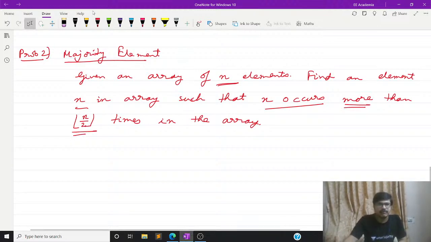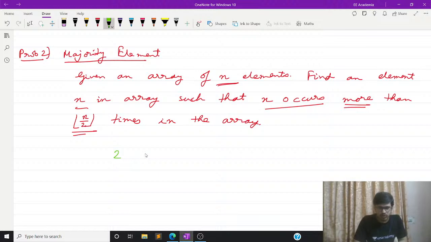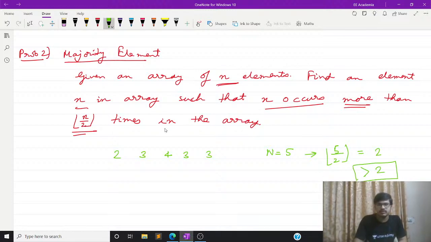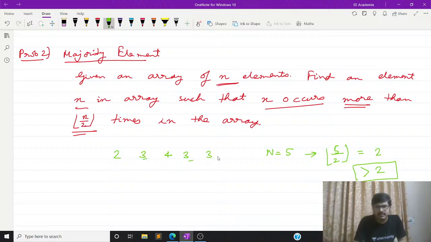If I take an example, let's say we have an array like this: 2, 3, 4, 3 and 3. So I'm given an array of size 5. You have to find an element in this array where the element frequency would be greater than 5 by 2. So what is 5 by 2? This is going to be 2. So the frequency of the element should be strictly greater than 2, not equal to. Here you can see that 3 is occurring 3 times, so 3 is the majority element.